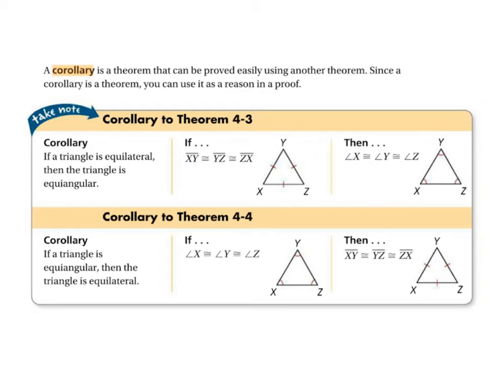All right, now a corollary to theorem 4-3 has to do with equilateral triangles. A corollary is a theorem that can be proved easily using another theorem. Since a corollary is a theorem, you can use it as reasoning. If this triangle is equilateral, then we certainly know we have these two sides congruent, right? In which case, that would mean we would have base angles congruent right there and there.